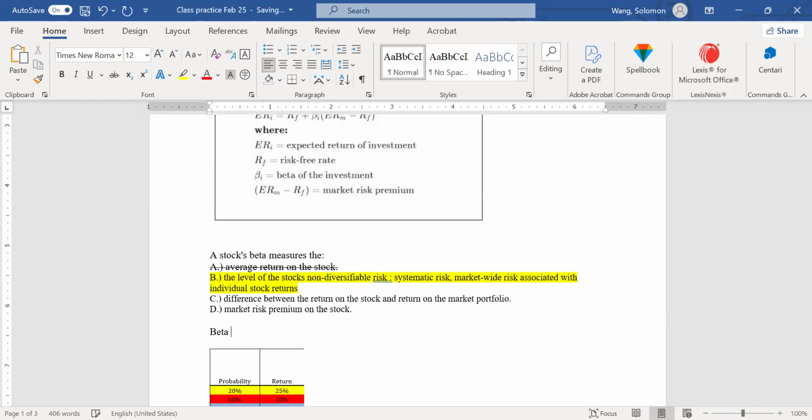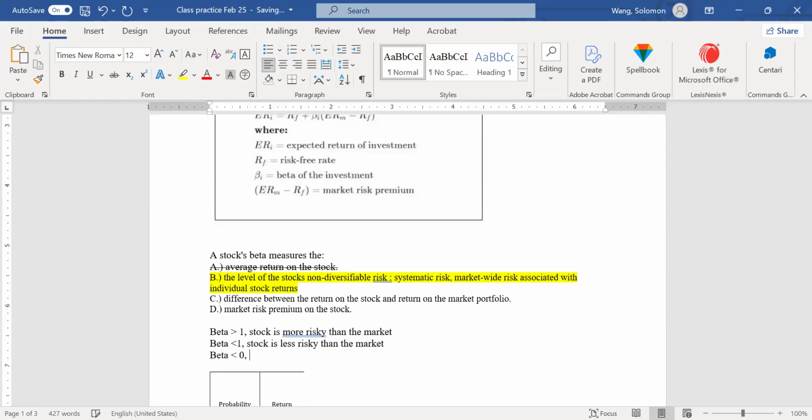If beta is higher than 1, that means when the market changes by 1% up or down, the stock is changing by more than 1% up and down, so the stock is more risky than the market. If beta is less than 1, then the stock is less risky than the market. So when the market changes by 1% up or down, the stock changes by less than 1% up or down in the same direction. And beta could be negative.